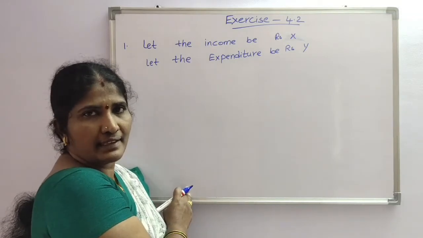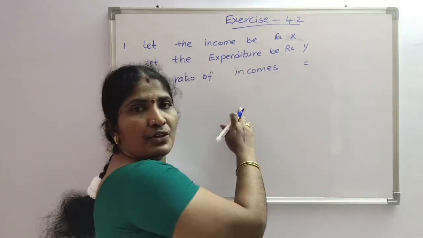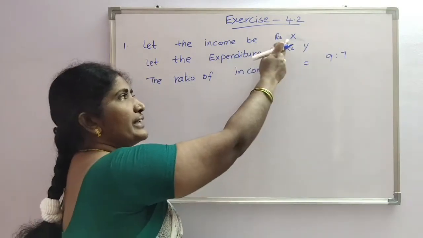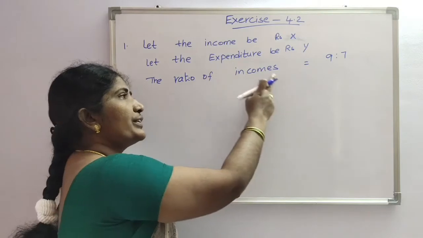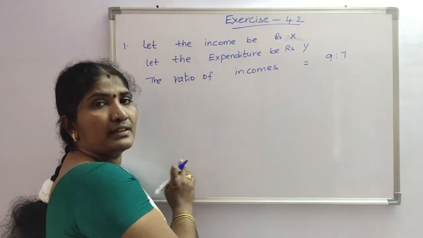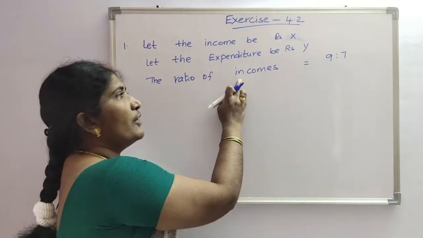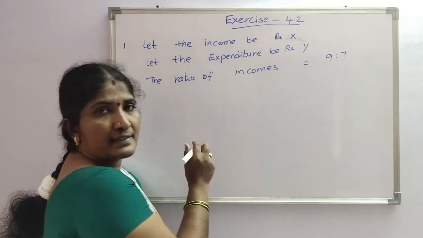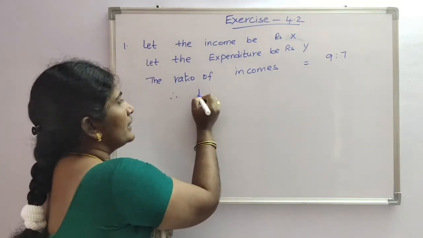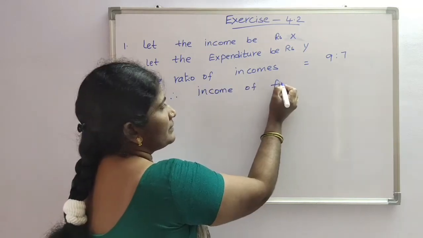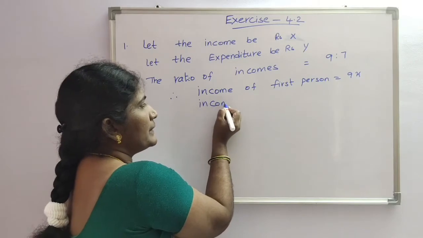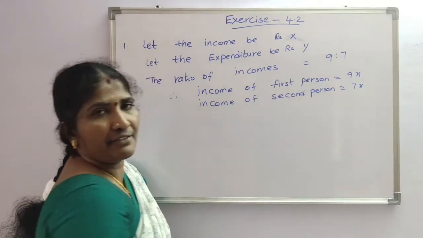Now, what are the conditions they gave in the question? The ratio of incomes is 9:7. Here, income we taken as x. The ratio of incomes they gave is 9:7. That means the income of the first person is 9x, the income of the second person is 7x. Therefore, the income of the first person is equal to 9x, and the income of the second person is equal to 7x.